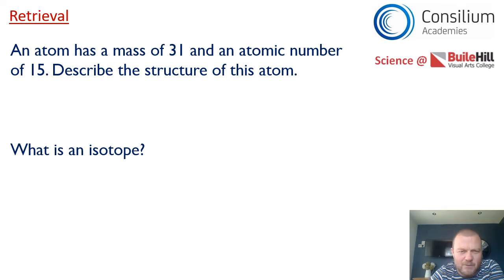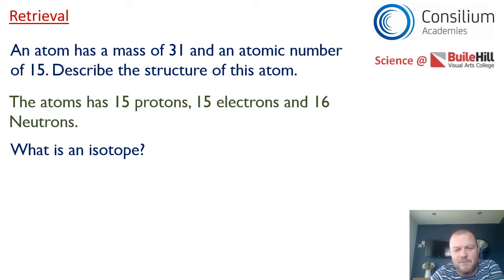Hope it wasn't too difficult for you, particularly the first question. So if an atom has a mass of 31 and an atomic number of 15, and it's asking you to describe the structure of that atom, so it's wanting you to talk about protons, electrons and neutrons. So it would have 15 protons and 15 electrons, because that number is determined by the atomic number. And the number of neutrons will be the mass minus the atomic number. So 31 minus 15 is 16.